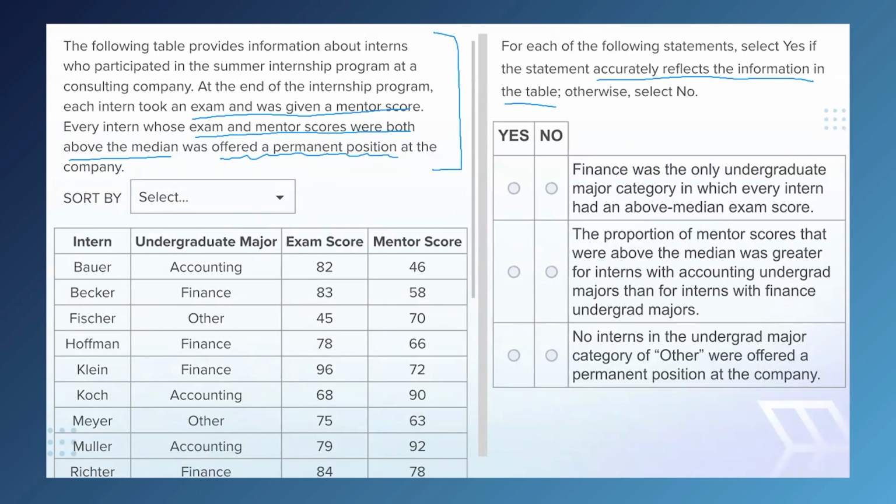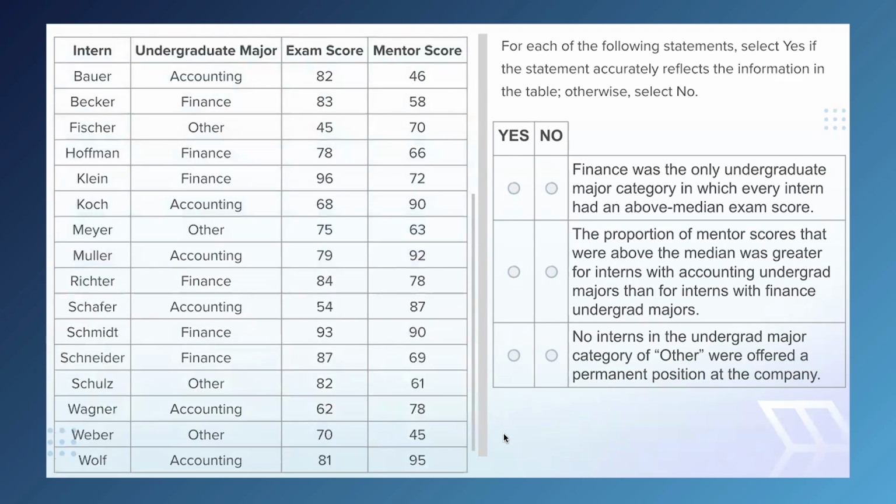The table itself has 4 columns, one for the interns' names, one for their undergraduate majors, one for their exam scores, and one for their mentor scores. Now, we know from the blurb that median will be an important value for each of the 2 scores, so we should note that to find the median for our score columns, we would sort them in ascending order and then find the middle value, or since we have an even 16 number of rows, the average of the 2 middle values. While we don't have to find either of our median values right now, acknowledging that we will do this can help us avoid making silly mistakes like forgetting to sort or instead finding the mean or mode.